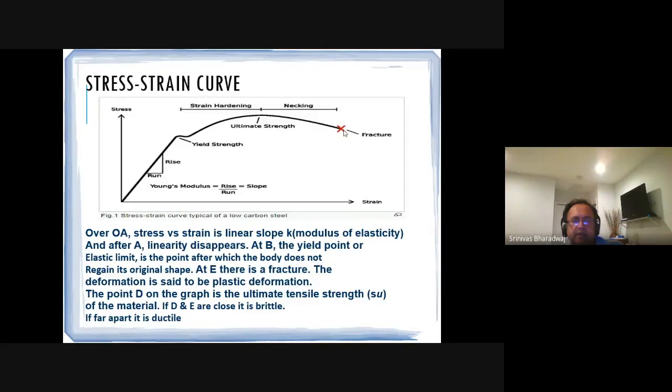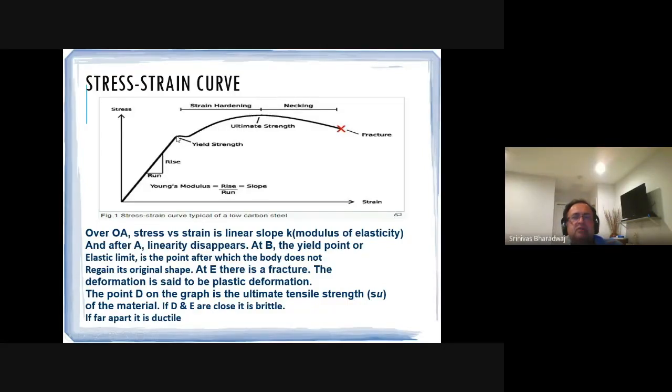The point D, this point on the graph, is the ultimate tensile strength of the material. After that, it's going to start giving up. If D and E are close, these two are close, then it's brittle, so when it reaches that part, it will break. But sometimes it will extend and it goes through this process called necking. There is deformation starting from point B. So A, B, D, and E.